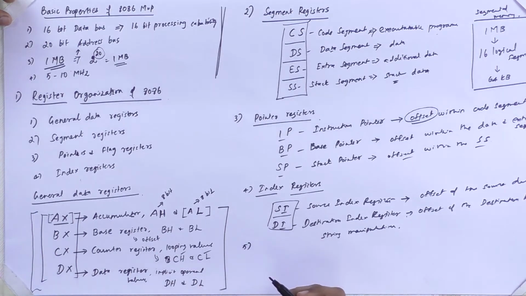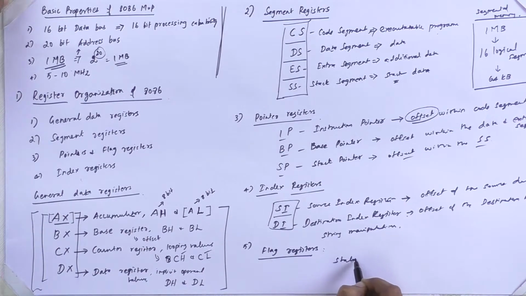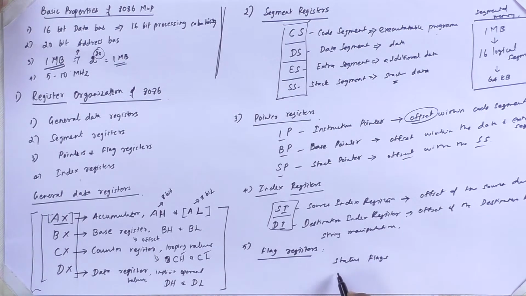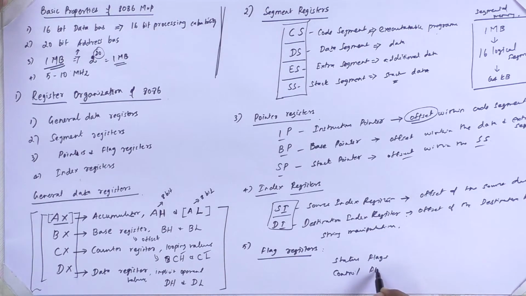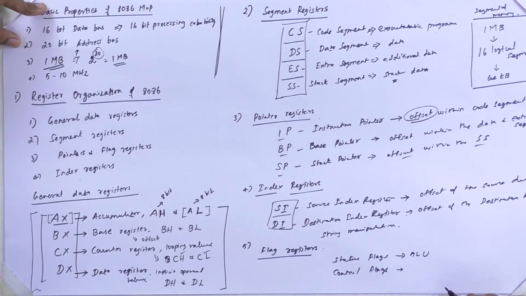Finally, we can discuss flag registers. In 8086, the flags are classified into two categories as status flags and control flags. The status flags reflect the status of the 8086 processor after any ALU operation, and the control flags are used to reflect the status of the 8086 after any CPU operation.